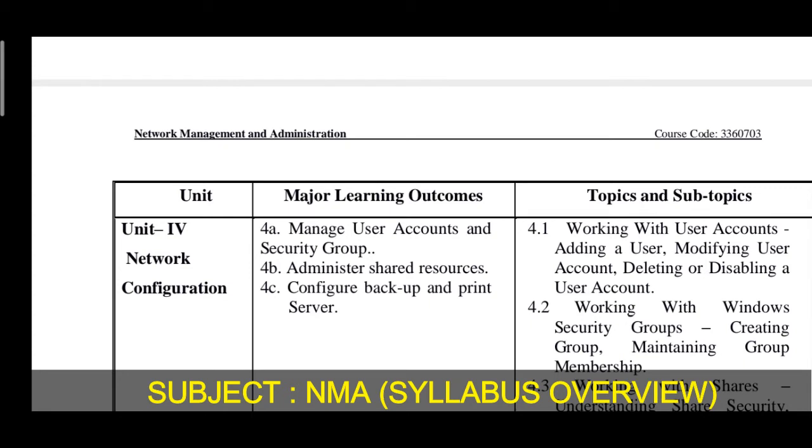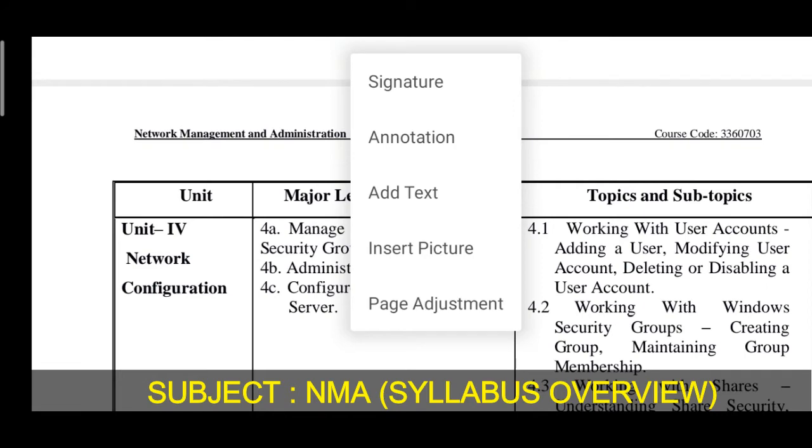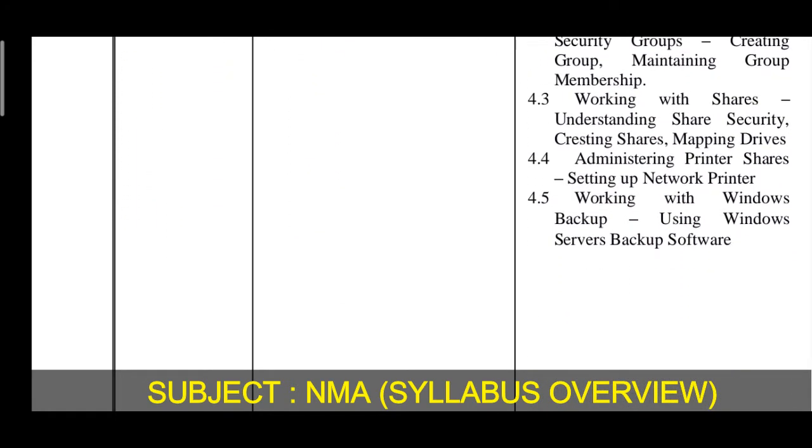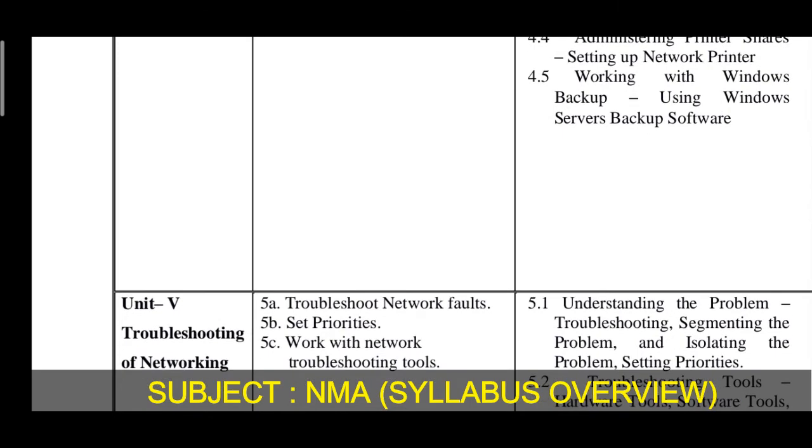So the major learning outcomes from chapter number 4, network configuration, are to manage user accounts and security groups, administer shared resources, configure backup and print server. Then next, here are all the subtopics from chapter number 4.